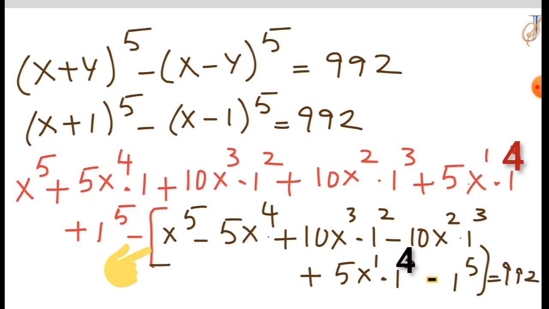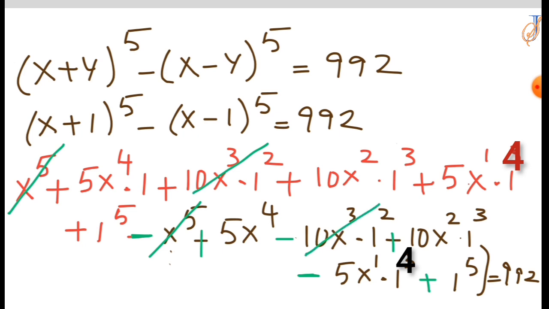When you open this bracket, this x^5 turns into a minus sign. This is −x^5, and this minus turns into plus, this plus turns into minus, and so on, alternating. Now observe, +x^5 and −x^5 get cancelled. Then 10x^3 and −10x^3 get cancelled. Plus 5x and minus 5x get cancelled.